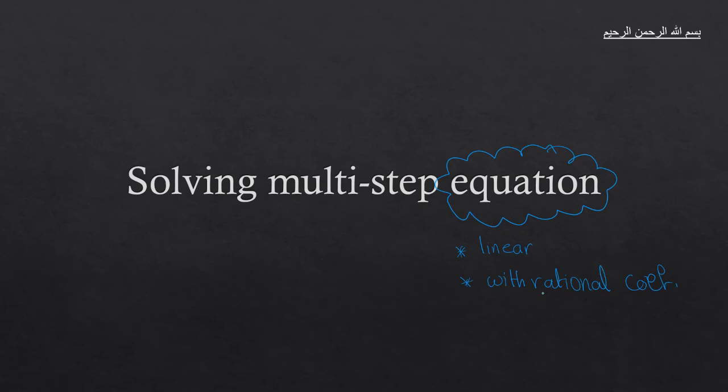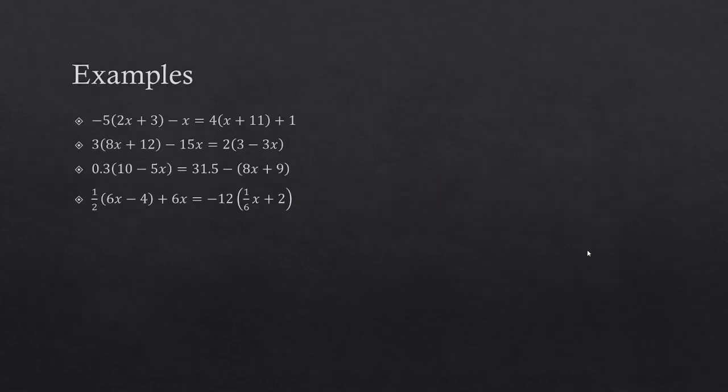What is rational? Rational means a number that can be written as a over b, where a and b are integers and b is not equal to 0. So let's read these examples.